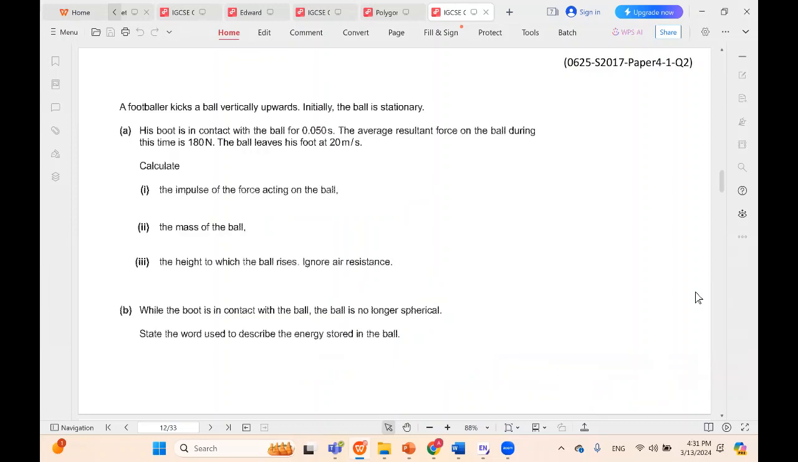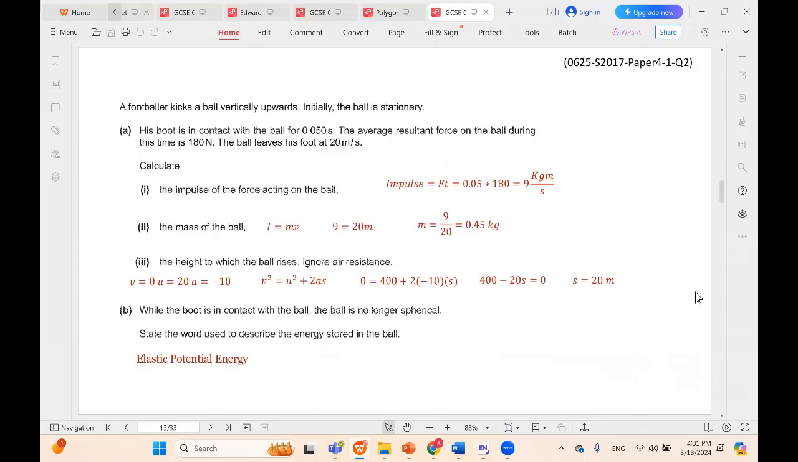A footballer kicks a ball vertically upwards. Initially, the ball is stationary. His boot is in contact with the ball for 0.05 seconds. The average resultant force is 180, and the ball leaves his foot at 20. Determine the impulse. So impulse is force times time. We are given the force, which is 180, and the time, which is 0.05, and we get the impulse as 9.